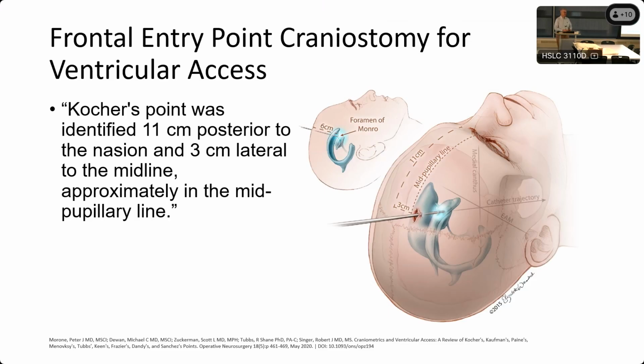You're trying to stay off the sinus, avoid eloquent tissue, relatively. Some people will say that as long as you're going perpendicular to the skull, pretty much every point leads to the ventricle, but this is a particularly safe way to get there. On the left side, you're worried about Broca's area if you go too far lateral. But on the right, it's less eloquent, of course. What else is safe about it?